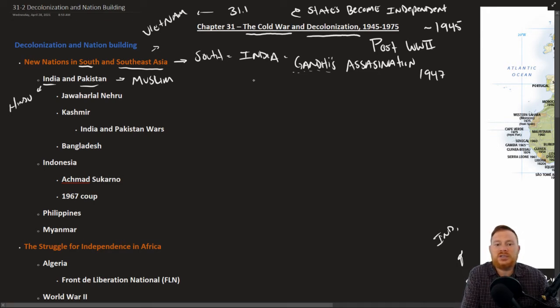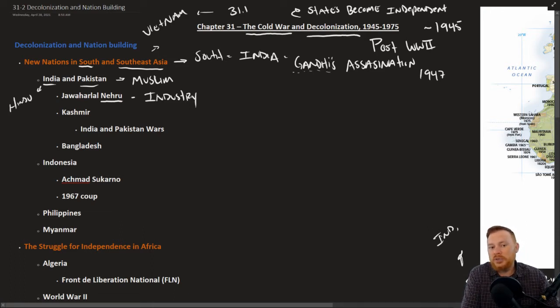Following Gandhi's assassination, leadership of India passed to Nehru. Nehru was much more interested in things like industry, whereas Gandhi more or less promoted kind of traditional Indian culture. Gandhi was also much more of like a spiritual leader. Nehru was much more of a practical person in terms of leading India.